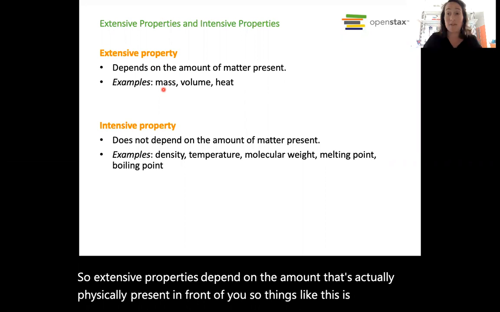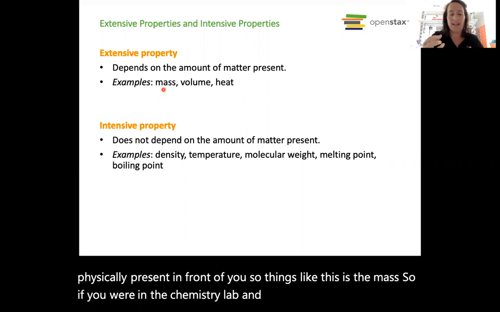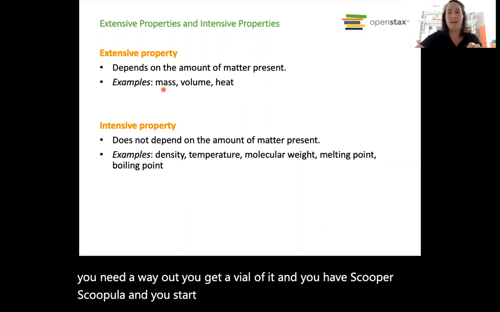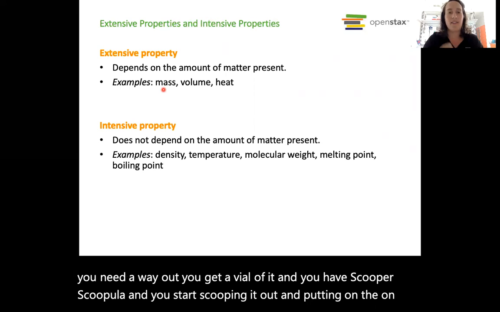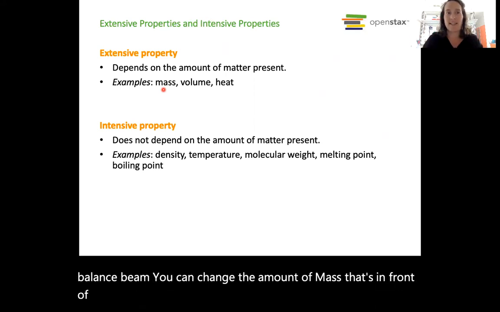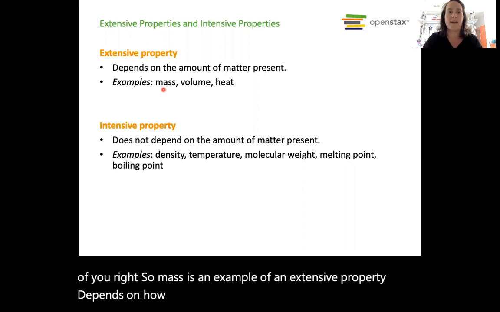So if you were in the chemistry lab and you have a compound that you need to weigh out, you get a vial of it and you have a spatula, and you start scooping it out and putting it on the balance beam. You can change the amount of mass that's in front of you, right? So mass is an example of an extensive property. It depends on how much matter is actually physically present.